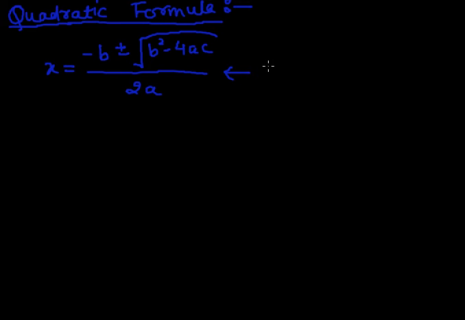This is the formula we discussed in the last class of the completing the square method, where we found the solution of the equation ax square plus bx plus c is equal to 0 by the method of completing the square.